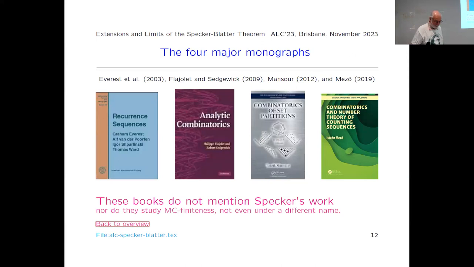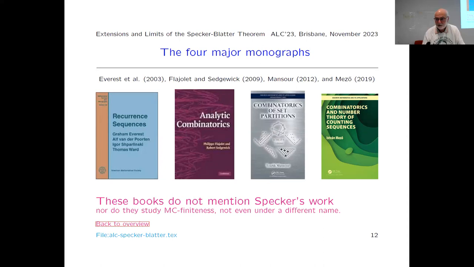Now, strange enough, this property was not studied by combinatorists, not under a different name, not at all. And I picked four books, which are the books about integer sequences and combinatorics and so on. One by Everest, van der Poorten, Shparlinski, and Ward. One by Flajolet and Sedgewick. One by Toufik Mansour, and one recent book by István Mező. All of them are books with 400 or 500 pages, and none of them looks at this property modulo.